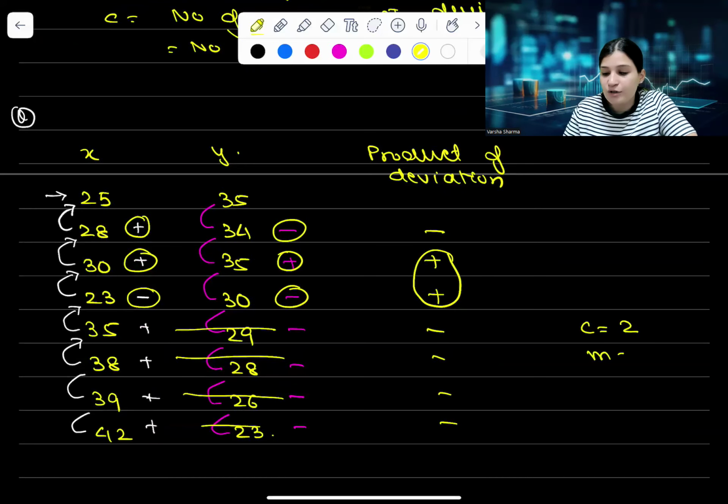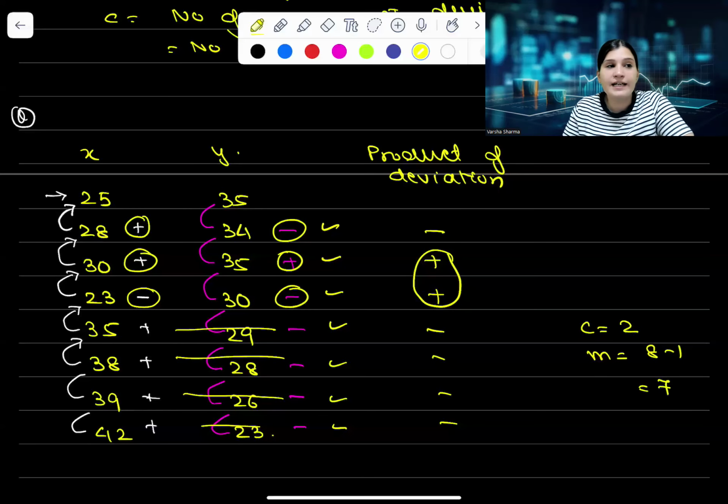How many signs did I allocate in total? 7: 1, 2, 3, 4, 5, 6, 7. There were 8 data, but we always allocate one less. So M will be 7. Till here, any doubt?